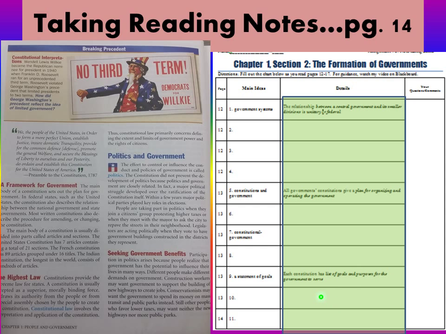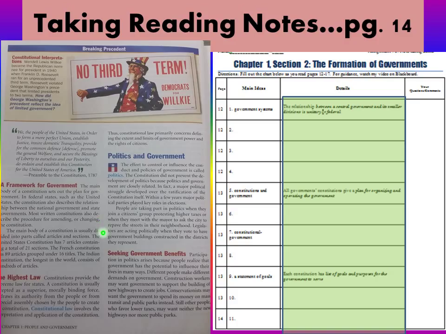Okay, moving on. We should have here a framework for government. So we need to read through these 2 paragraphs and then figure out what goes in this box. A framework for government. The main body of a constitution sets out the plan for government. In federal states, such as the United States, the Constitution also describes the relationship between the national government and state governments. Most written constitutions also describe the procedure for amending or changing the Constitution.